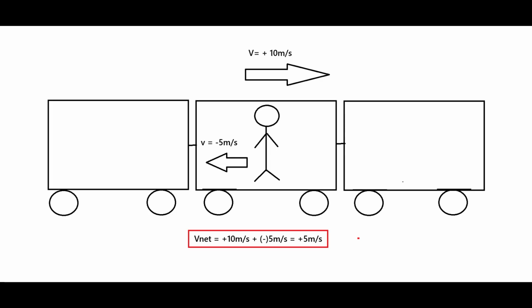Now we use positive and negative signs to indicate in which direction an object goes. We can use the negative sign when something goes to the left, and we can use the positive sign when something goes to the right.